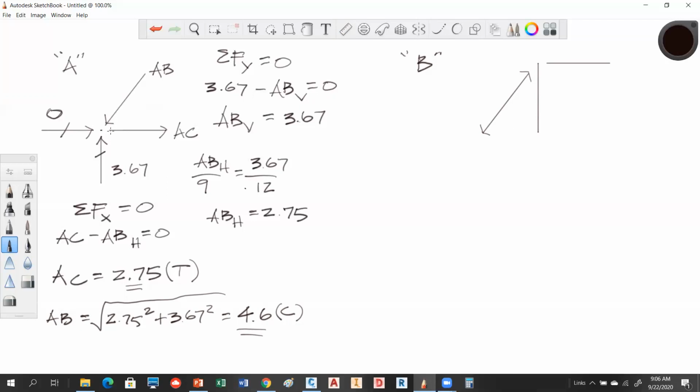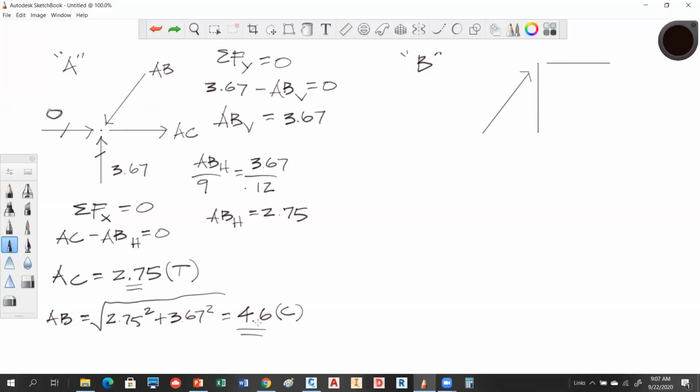So notice, a lot of people, since this one was down, they want to do this here. That's not correct. If this is in compression, that also has to be in compression. So these are kind of, notice they're going opposite. They look like they're going opposite, but they're really not. So this is the proper way to orient this.